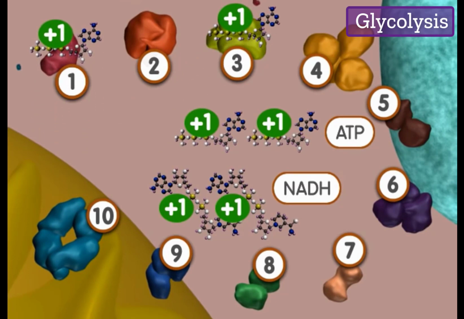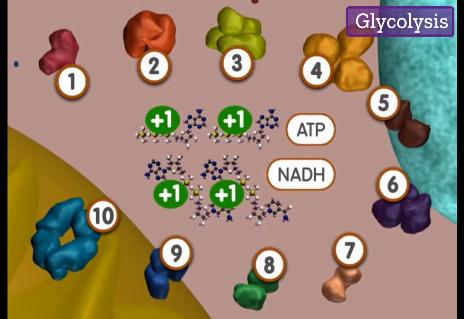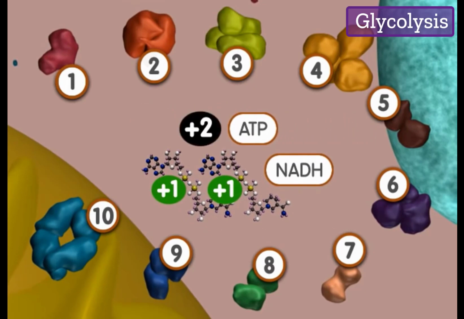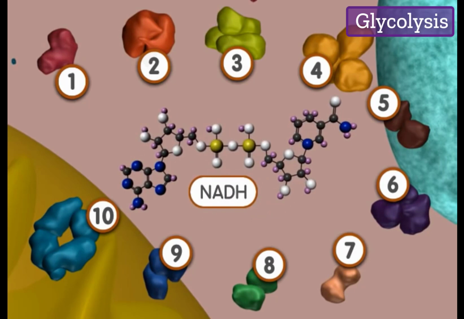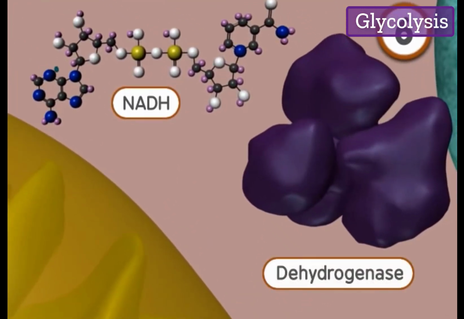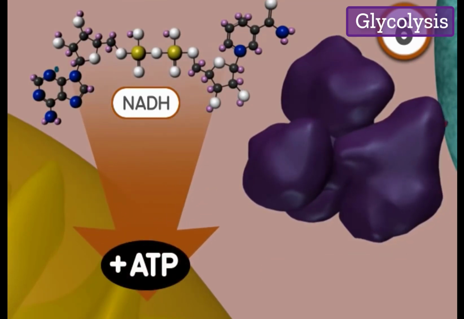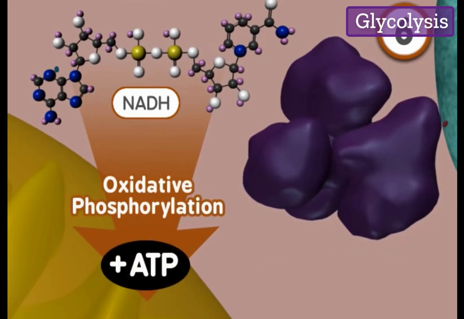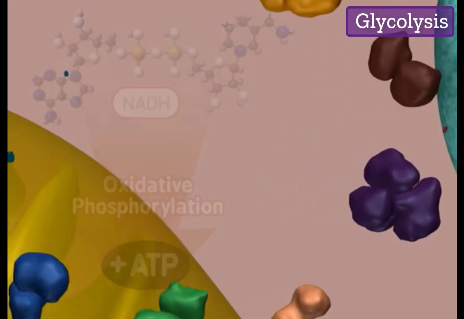Because 2 ATPs were spent in the early steps of the pathway, glycolysis results in a net of 2 ATPs. There is one more key product of glycolysis to consider, called NADH. NADH is formed in the 6th reaction by an enzyme called a dehydrogenase. NADH is an electron carrier with the potential to produce more ATPs through a process called oxidative phosphorylation. Details of that process are shown in a separate animation.